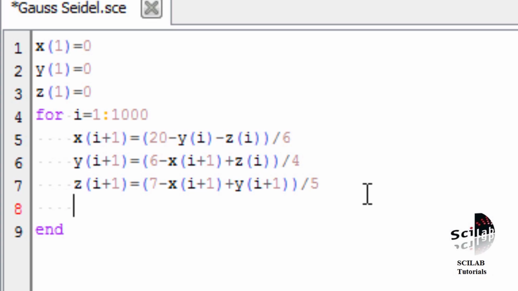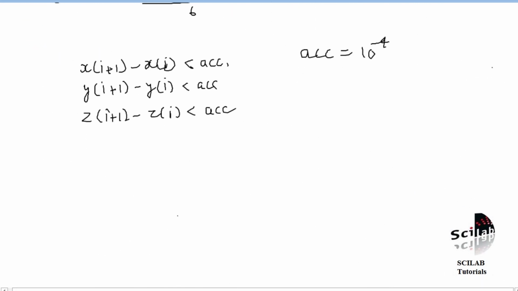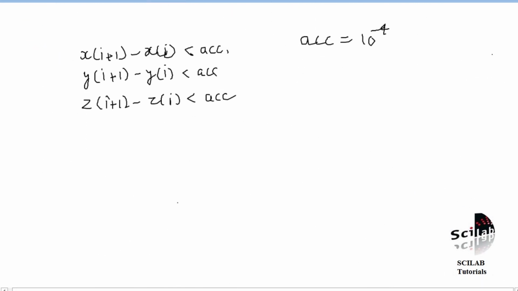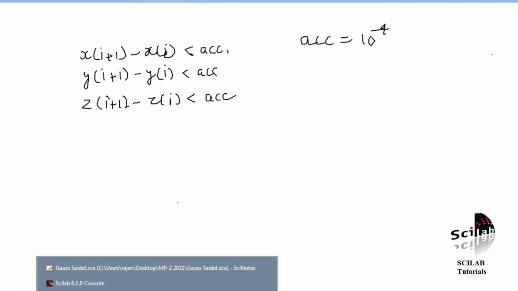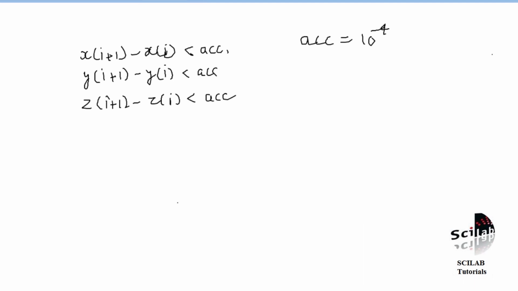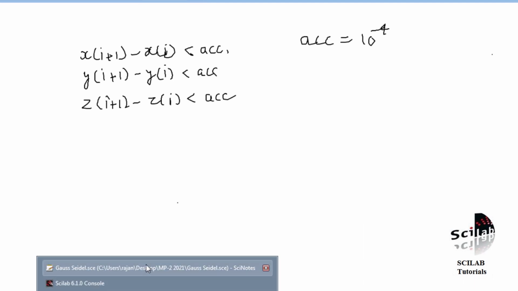Now I want to check after which iteration the values are converging, or after which iteration I am getting the desired result. As soon as I get the desired result, I will come out of the loop and display the results, and we don't need to run the loop up to 1000 times. So the condition is, these are the three conditions: x of i plus 1 minus x of i less than accuracy, and similarly for y and z. These three conditions must be true simultaneously. So we will write these three conditions in the if statement of the for loop, and separate these statements with the AND operator.